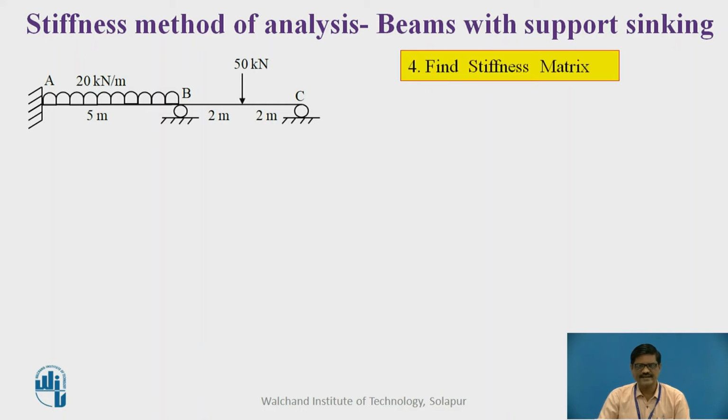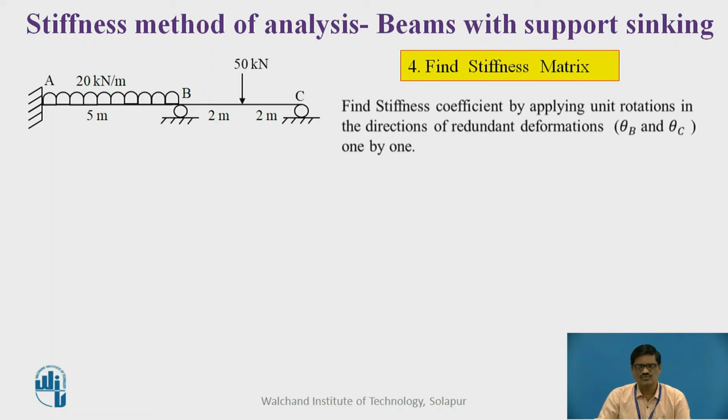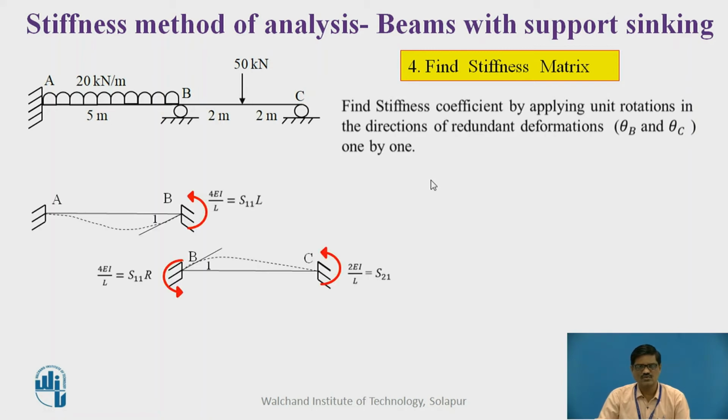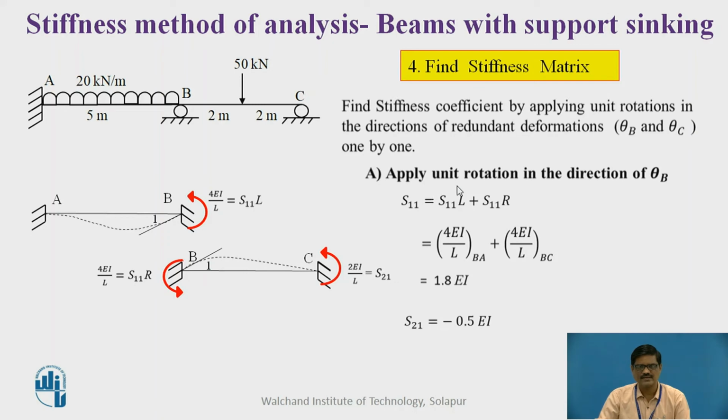Now, after getting the ADL matrix, the next job is to find the stiffness matrix. And for stiffness matrix, we need to do the actions corresponding to unknown deformations. So, the stiffness coefficients are to be determined by applying unit rotations in the direction of redundant theta B and theta C one by one. So, let us go for the first action, apply unit rotation in the direction of theta B.